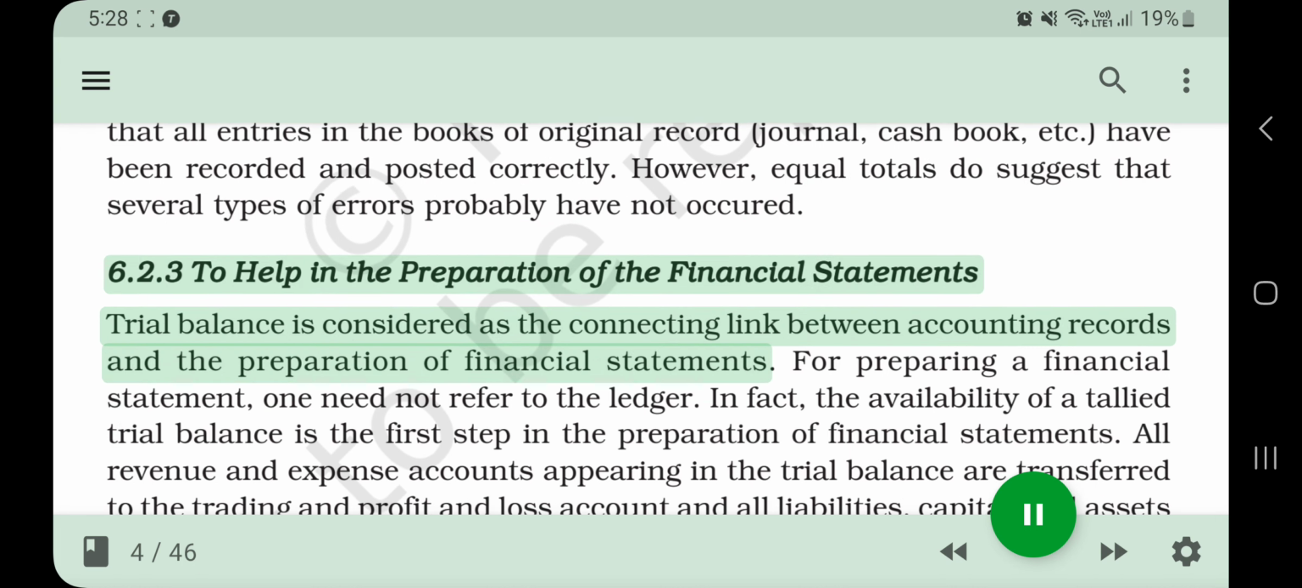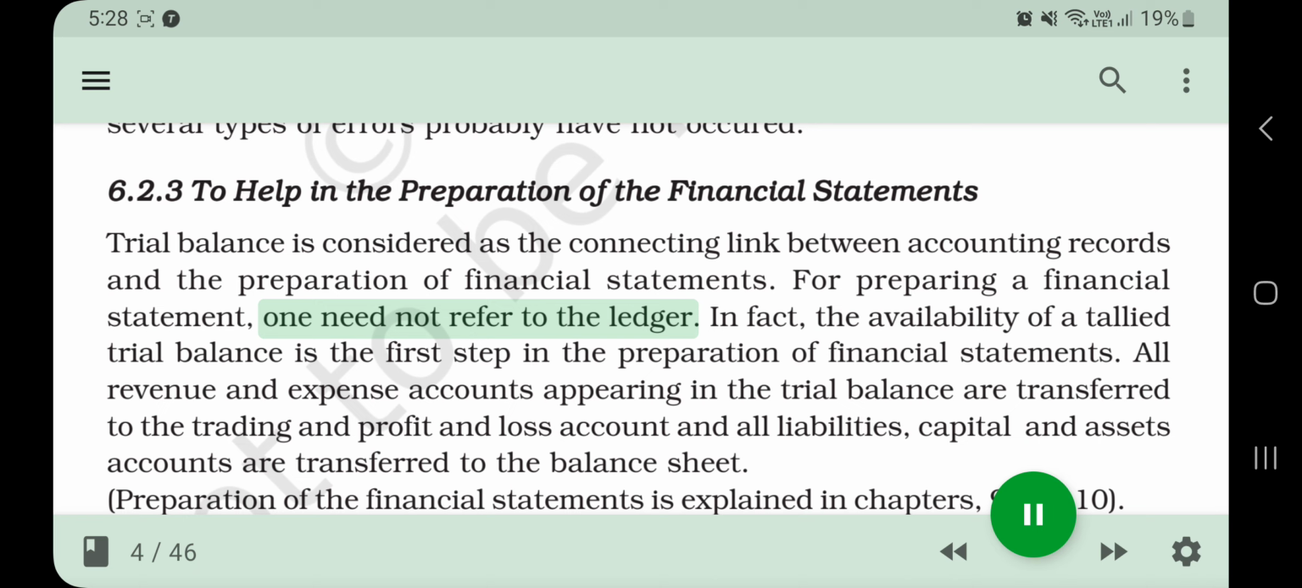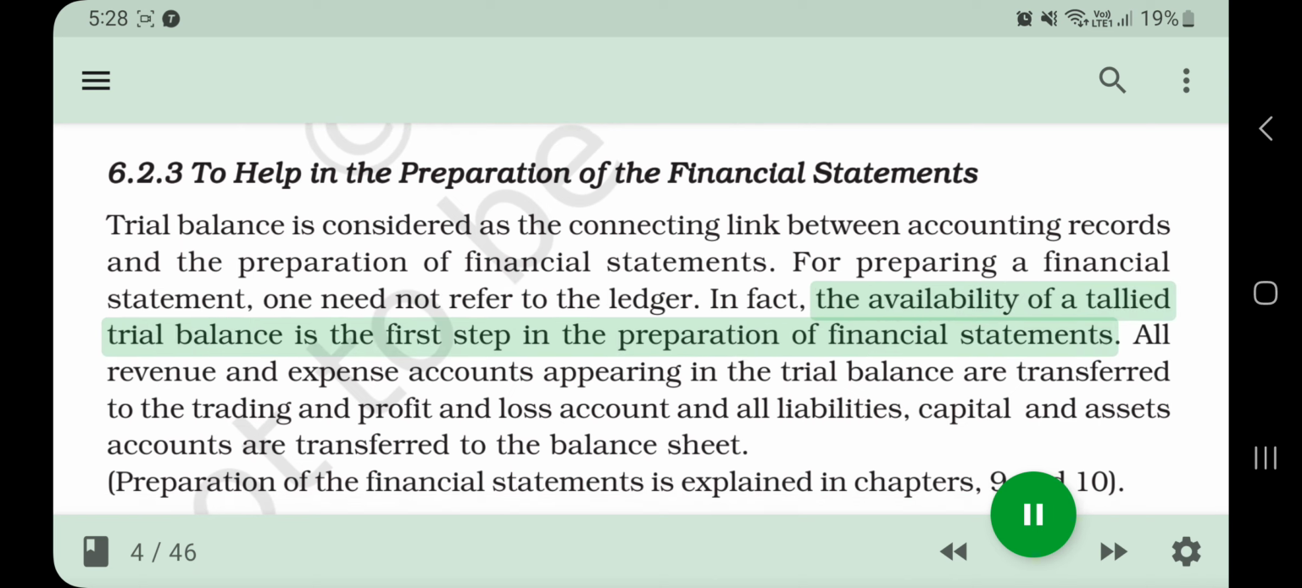6.2.3 To help in the preparation of the financial statements, trial balance is considered as the connecting link between accounting records and the preparation of financial statements. For preparing a financial statement, one need not refer to the ledger. In fact, the availability of a tallied trial balance is the first step in the preparation of financial statements.